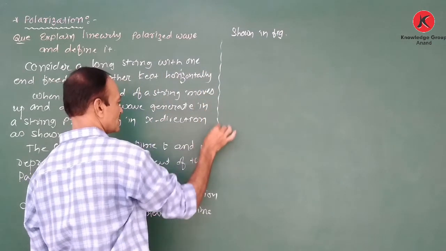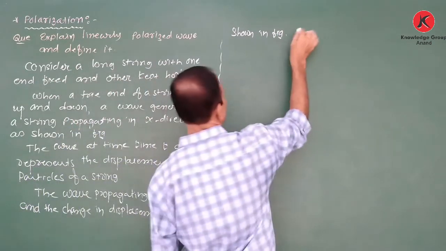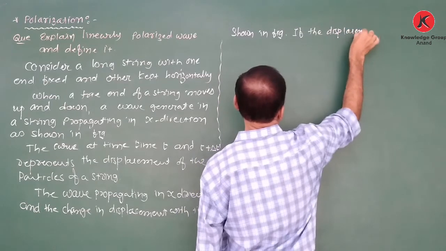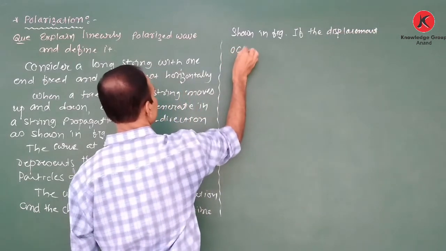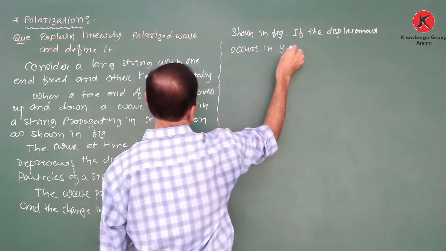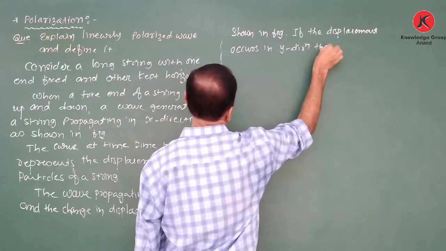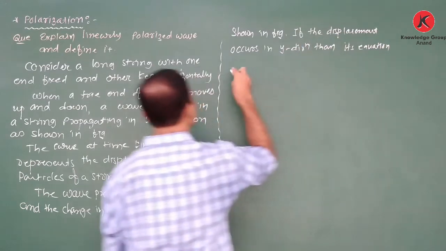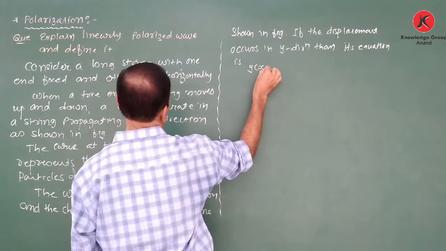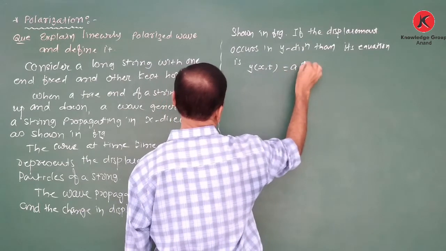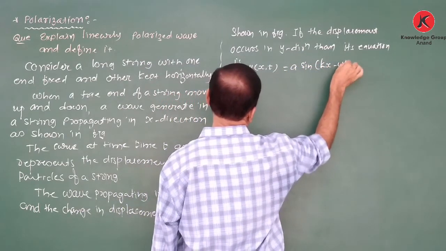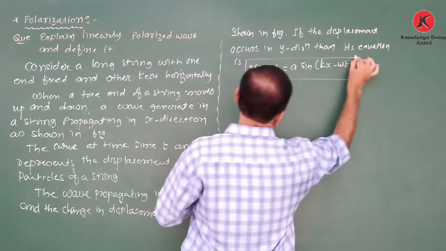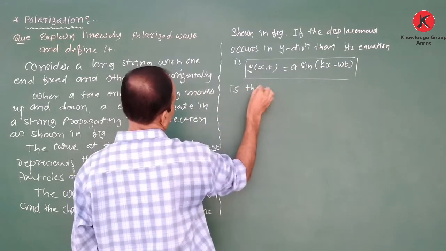If the displacement occurs in the y direction, then its equation is y(x,t) = A sin(kx - ωt). This is the wave equation, the equation of the wave.